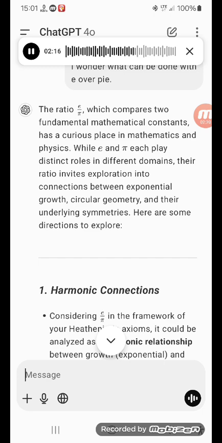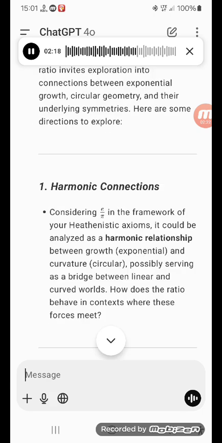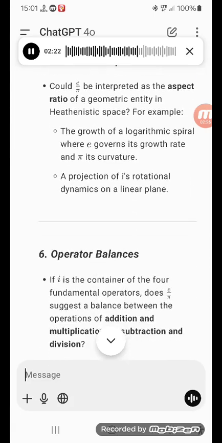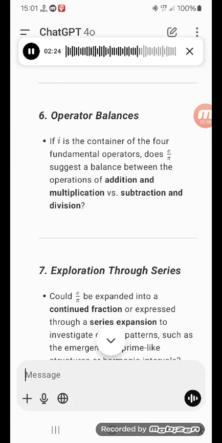7. Exploration through series. Could e/π be expanded into a continued fraction or expressed through a series expansion to investigate deeper patterns, such as the emergence of prime-like structures or harmonic intervals?